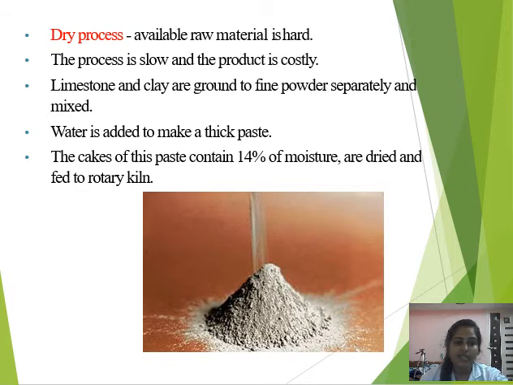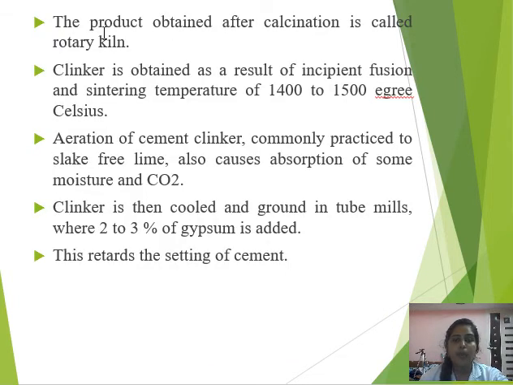The process is the same in the rotary kiln. The product obtained after calcination is called clinker. The clinker is obtained as a result of incipient fusion and sintering at a temperature of 1400 to 1500 degrees Celsius. Aeration of cement clinker is commonly practiced to slake free lime. It also causes absorption of some moisture and carbon dioxide.